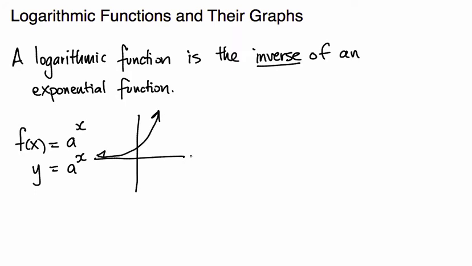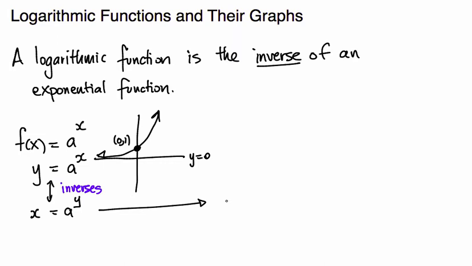And they had a y equals 0 asymptote, and they went through the point (0, 1), or they went down for those half-life graphs. Well, now instead of y equals a to the x, we're going to look at x equals a to the y. So these are inverses of one another. And they're inverses because I've switched the x and the y values. Now, if I solve for y, what I end up getting is an equation that looks like this.